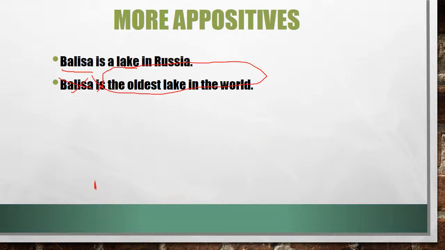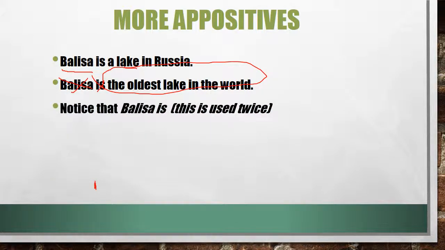How about this one? Baikal is a lake in Russia. Baikal is the oldest lake in the world. Well, one of the first things I notice when I go to combine these sentences is that Baikal is mentioned twice. So because it's mentioned twice, I know I don't want to say Baikal again. And I know I don't want to say "is" again because I've already said that. So with that in mind, now let me think. I have to have an appositive here.